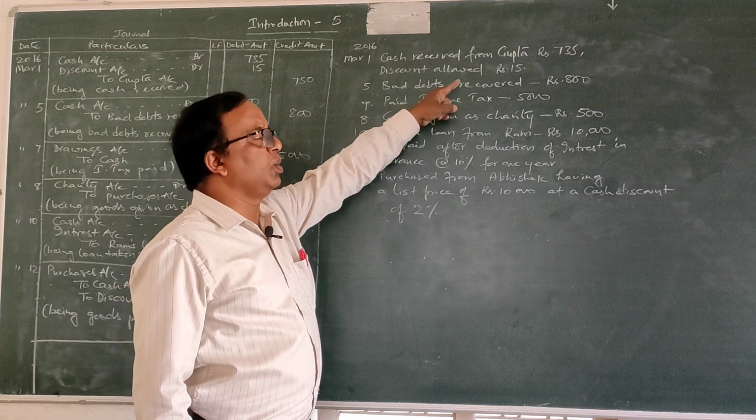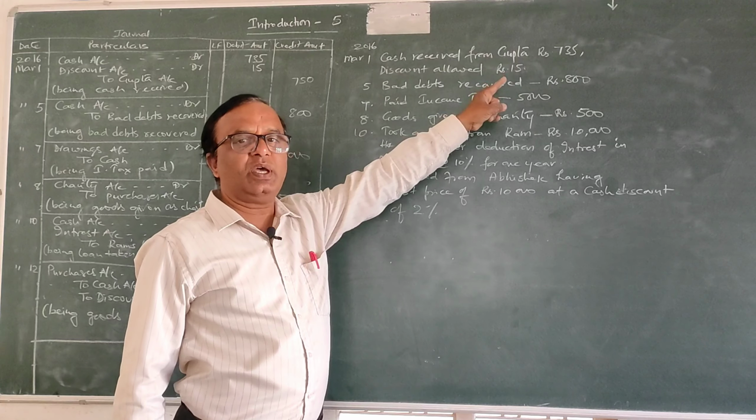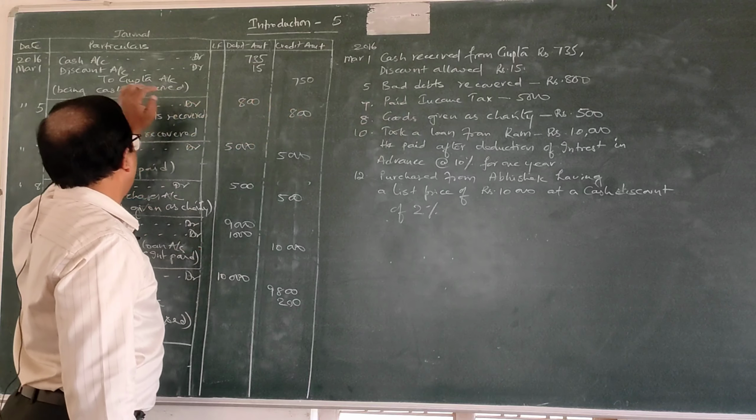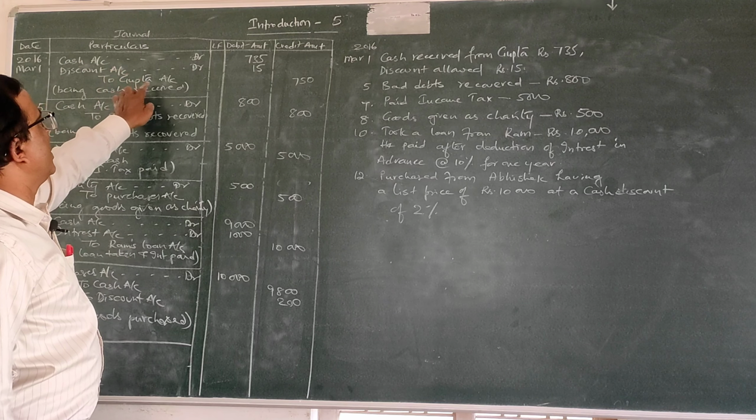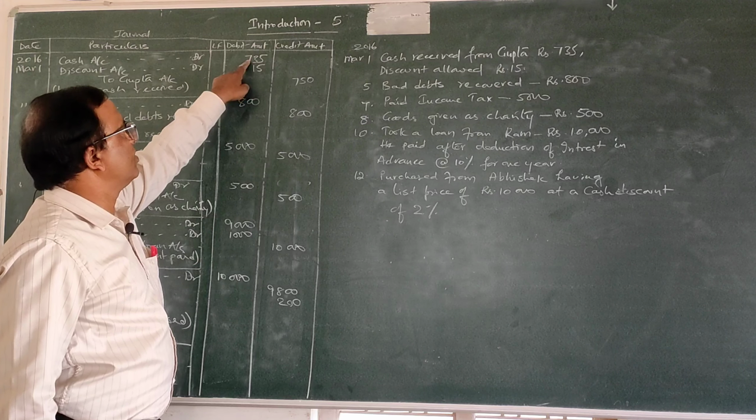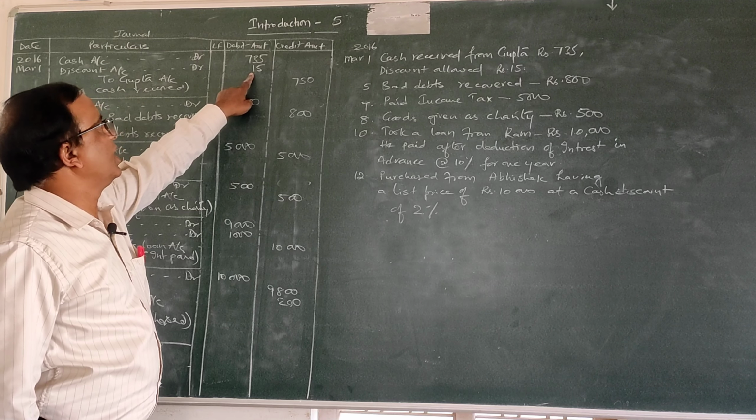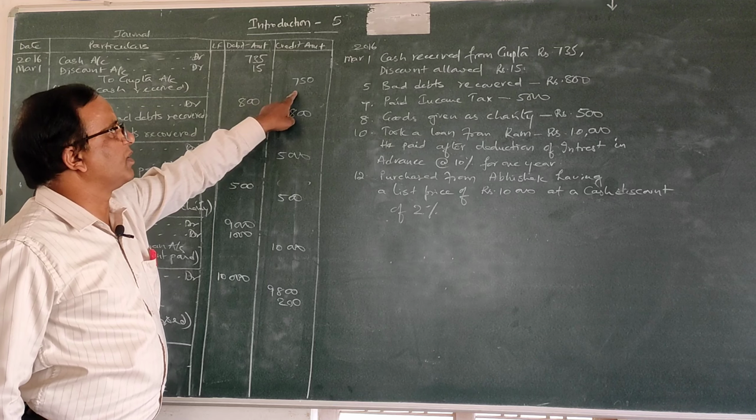Then to whom have you allowed it? To Gupta. Gupta is the person who is a giver. So your entry will be cash account debit, discount account debit, to Gupta. So cash you have received 735, discount you have allowed 15. Then the total of these two is 750.